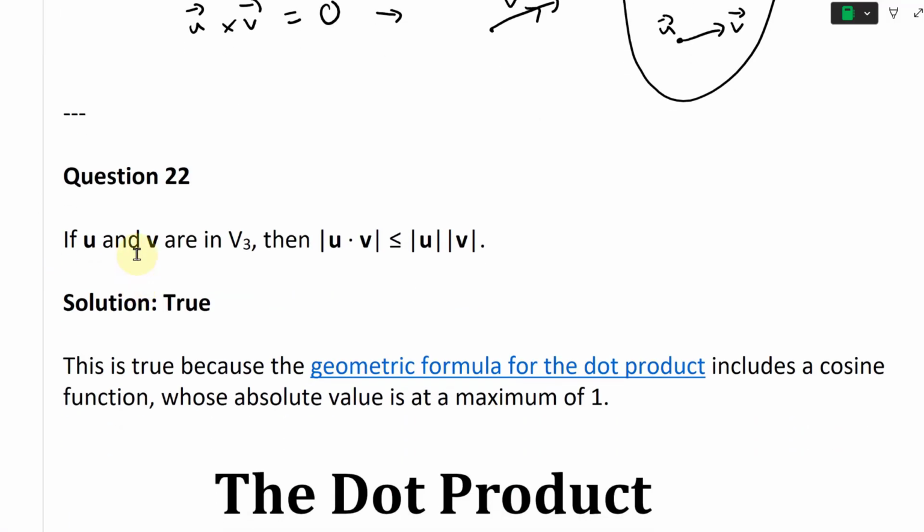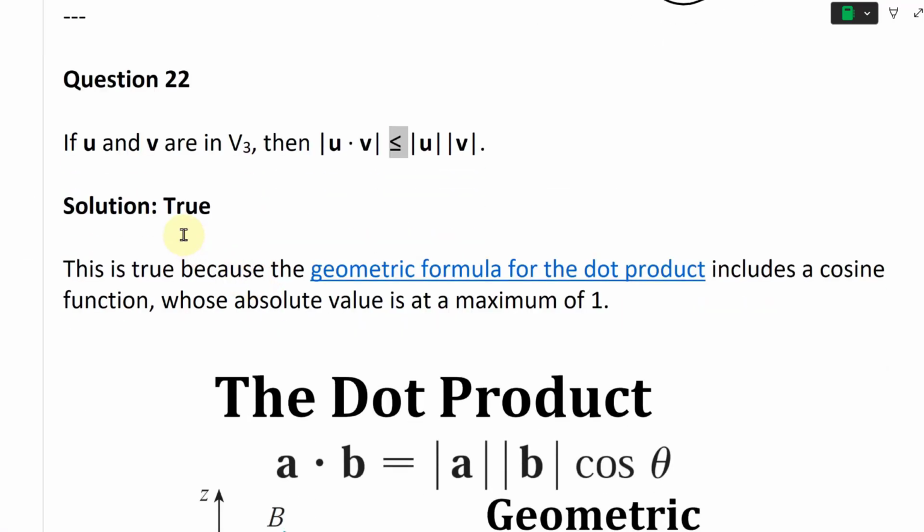Question 22, and this one states, if u and v are in V3, again, instead of all triplets or in 3D, etc., then the magnitude of u dot v, or the absolute value of u dot v, is less than or equal to the length of u vector times the length of v.